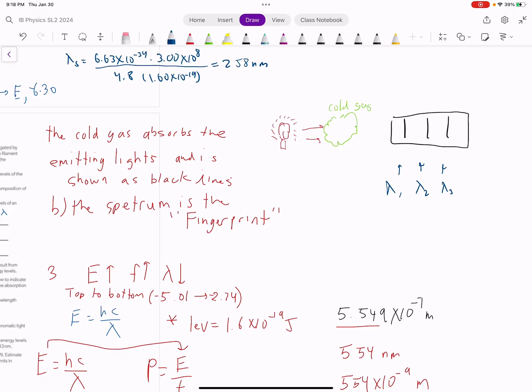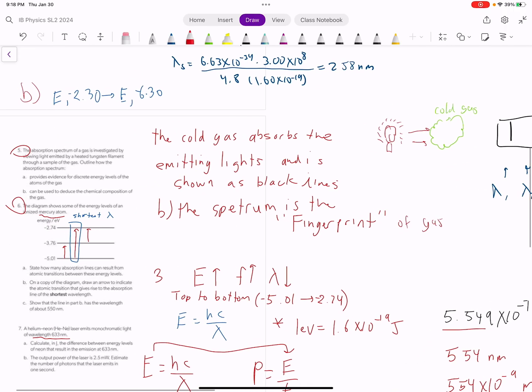So if we know the gas is helium or hydrogen and we observe these lines, we know that those lines would be consistent with any time we see helium or hydrogen. So the specific discrete lines on the spectrum are like a fingerprint of the gas. That's something we say about gases and their spectrums, their fingerprints, because they identify the gas.